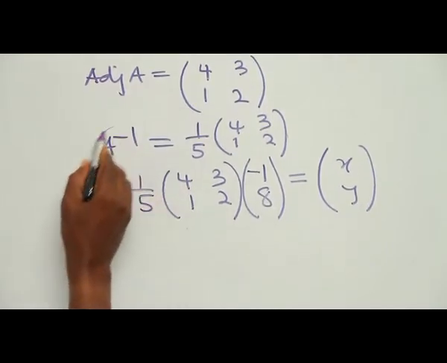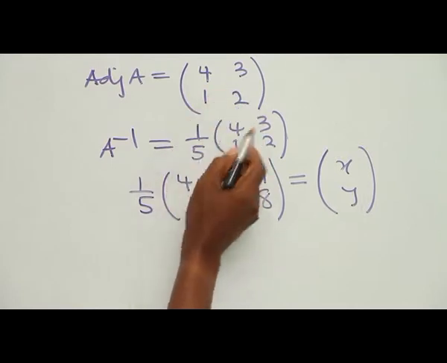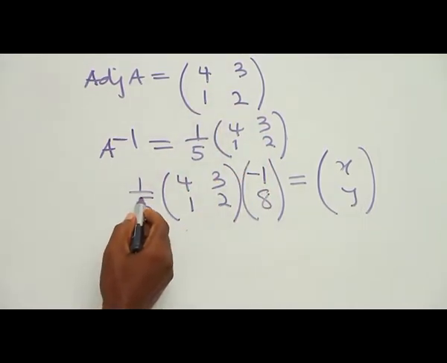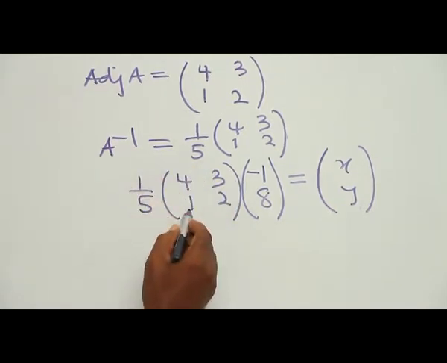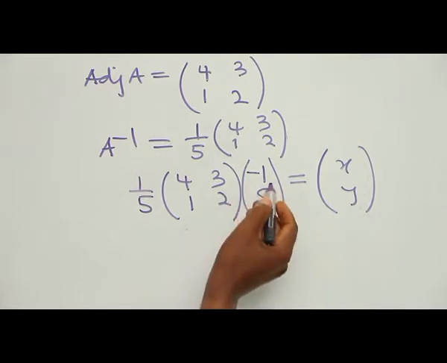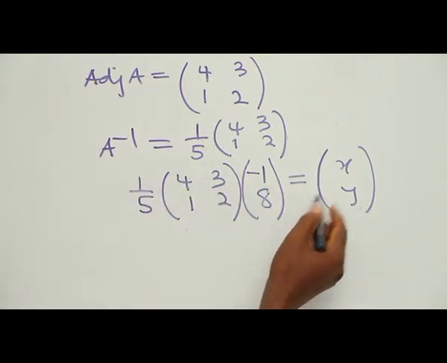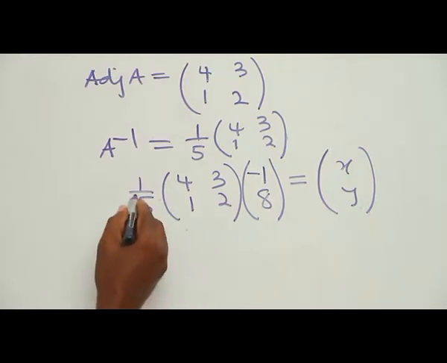Now, our A inverse becomes 1 over 5 into the adjoint of A. For us to get the value, you multiply your inverse by B, and our B is minus 1, 8, also a column matrix. If you now multiply each of these out, you have the value for S and the value for Y. And this is done as follows.